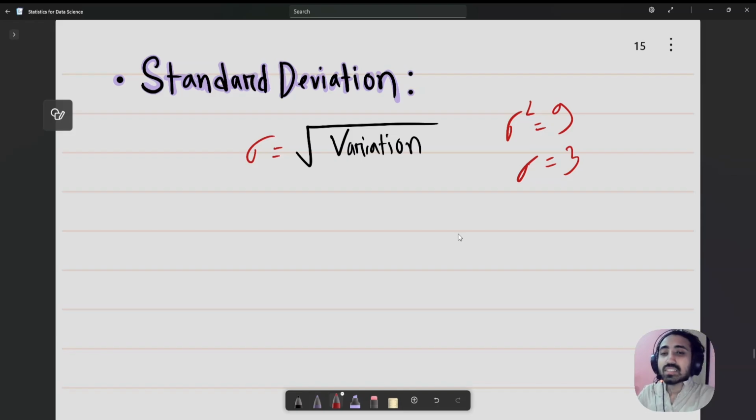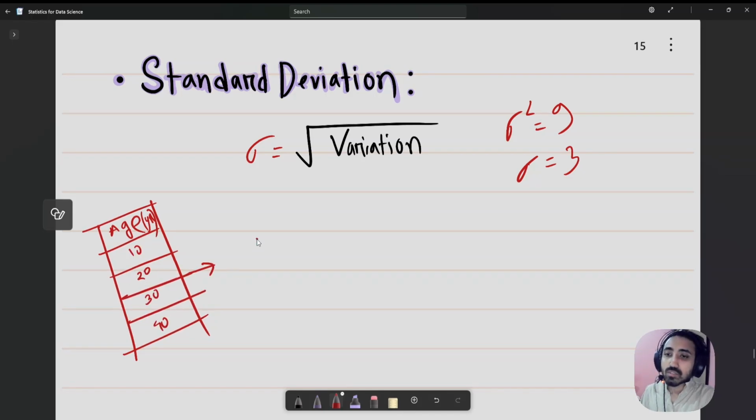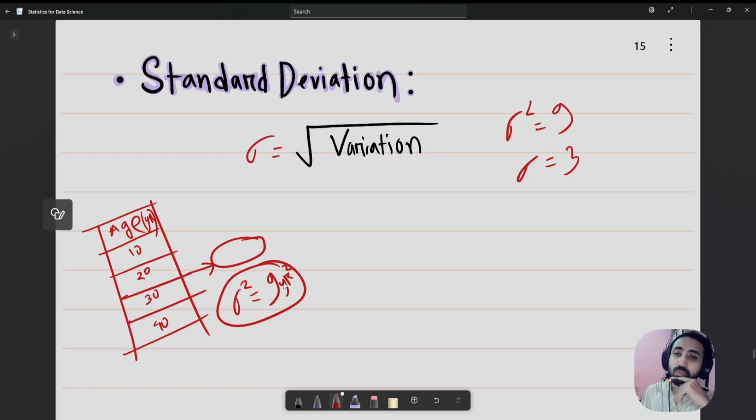The standard deviation is needed because it is the same unit as the original dataset. We have a dataset, age in years. We will have an average and we will have variance. Let's assume the variance is 9. But the 9 will be 9 years squared. We cannot say how many years it is deviated from the mean from variance because it is years squared. So to make it the same unit as the original dataset, we use the standard deviation because it gives us the same unit. So that is why standard deviation is used.